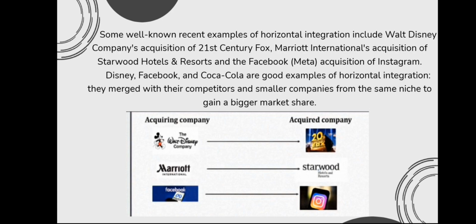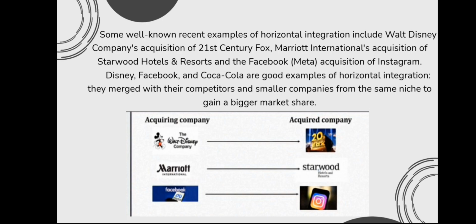Some well-known recent examples of horizontal integration include Walt Disney Company's acquisition of 21st Century Fox, Marriott International's acquisition of Starwood Hotels and Resorts, and Facebook Meta's acquisition of Instagram. Disney, Facebook, and Coca-Cola are good examples of horizontal integration. They merge with their competitors and companies from the same niche to gain a bigger market share.